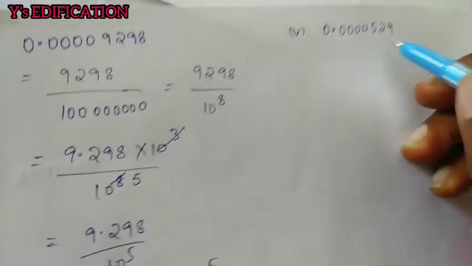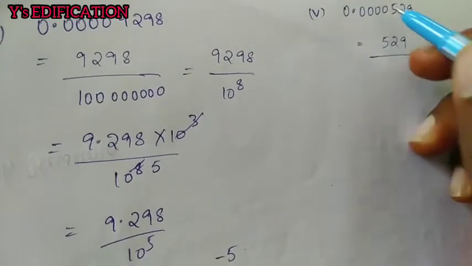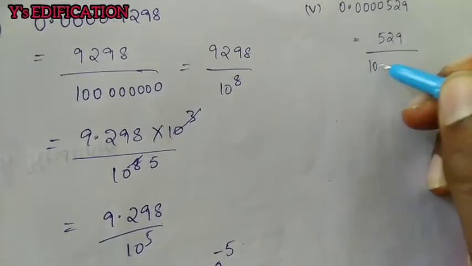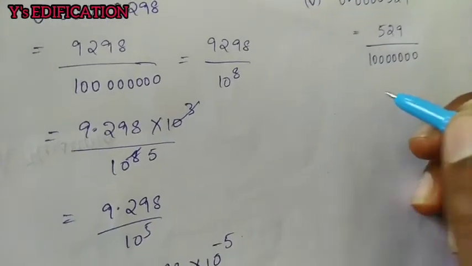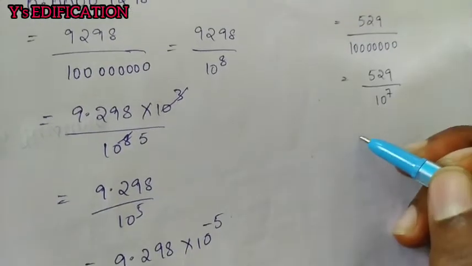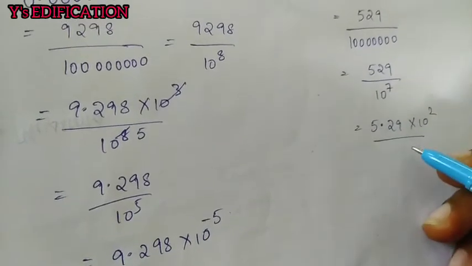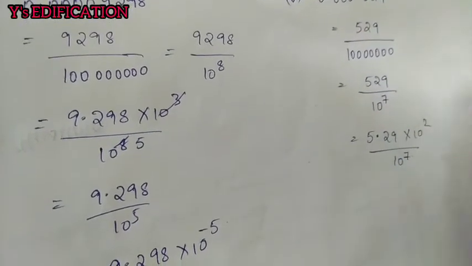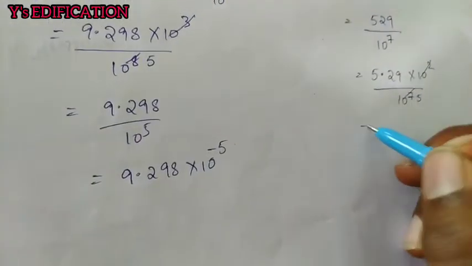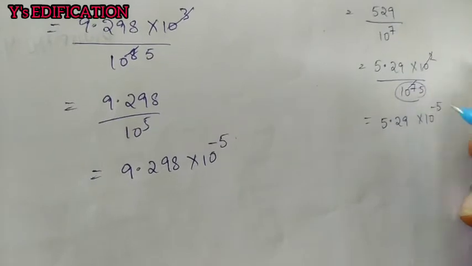Okay. Next one. 0.0000529. So first of all, 529 by how many digits are there after the decimal? 1, 2, 3, 4, 5, 6, 7. Okay. So we have to write it as 10 power 7. So I am changing the decimal value. So it will become 10 squared by 10 power 7. Okay. Here 2 tens are cancelled, here 2 tens are cancelled and 5 are left. So we can write it as 5.29 into this. When this goes to the numerator, it will become 10 power minus 5.